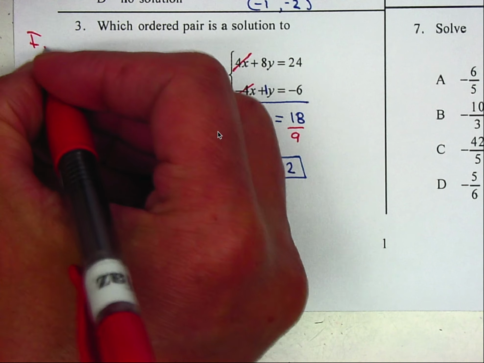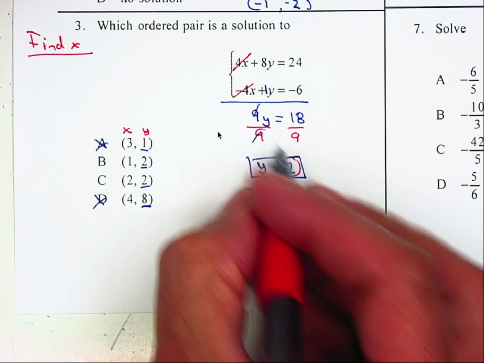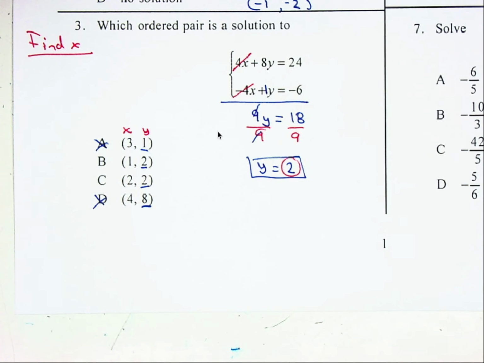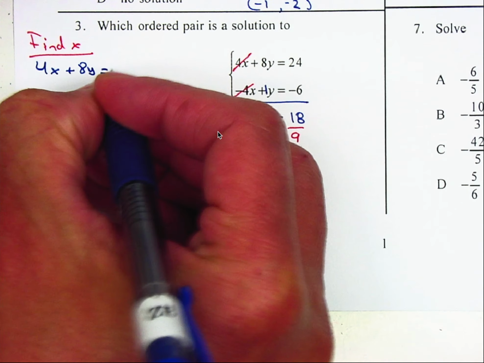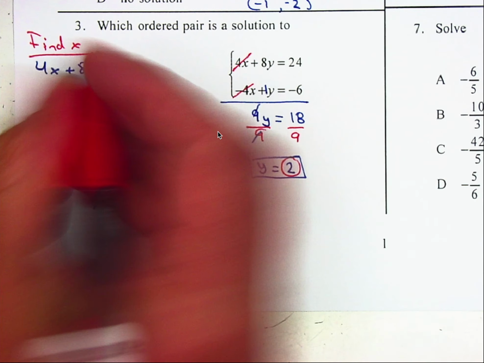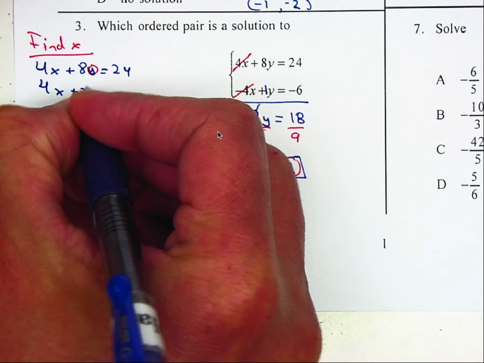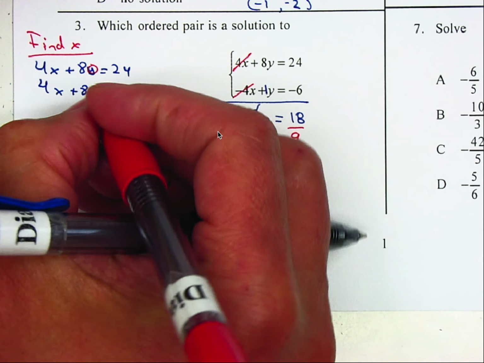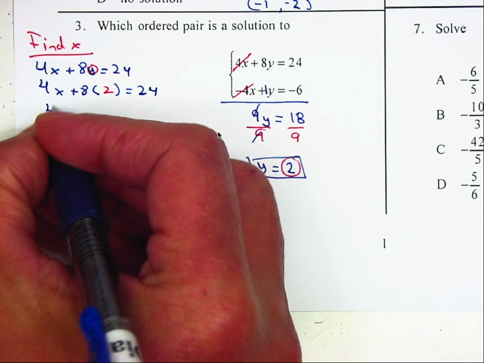So find x. To find x, you're going to plug in your y into the first or second equation. It doesn't matter. It gives you the same value. Let me just use the first equation. For x plus 8y equal to 24. The y value is 2, so I'm going to replace it here. For x plus 8, instead of the y will be a 2 equal to 24. Simplify.